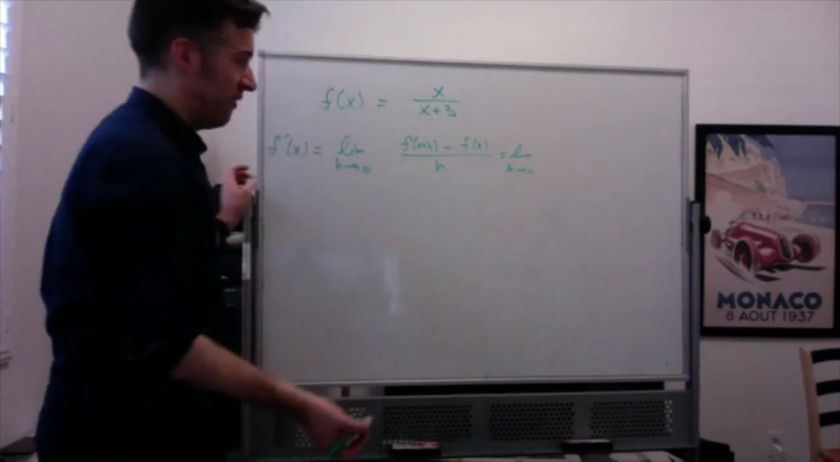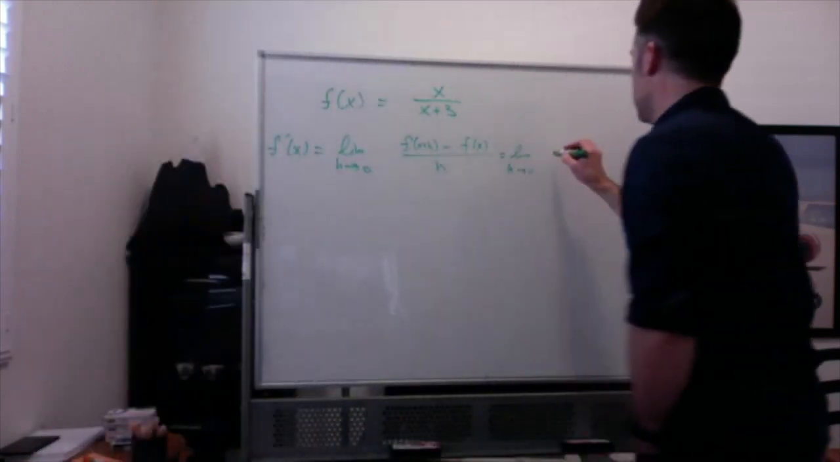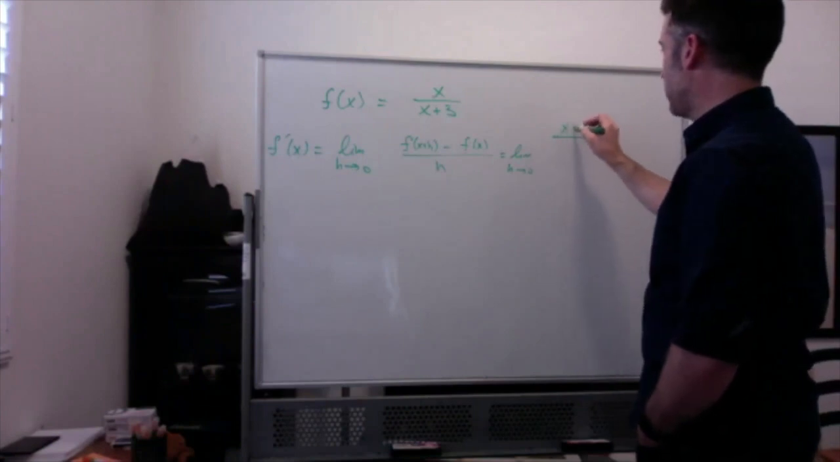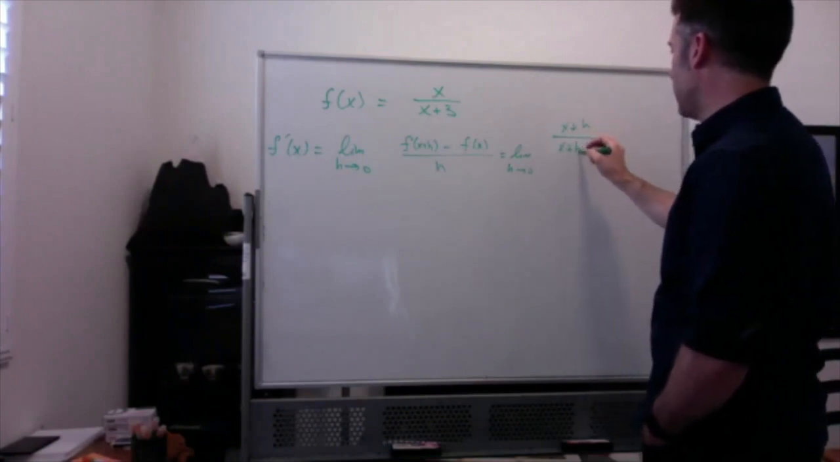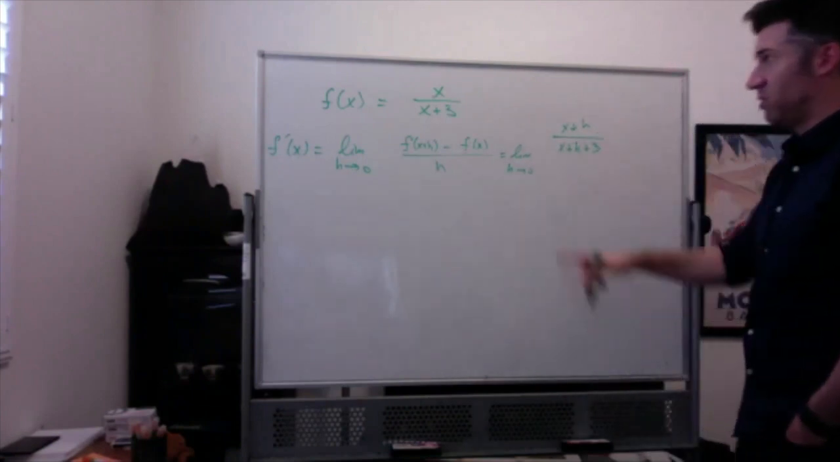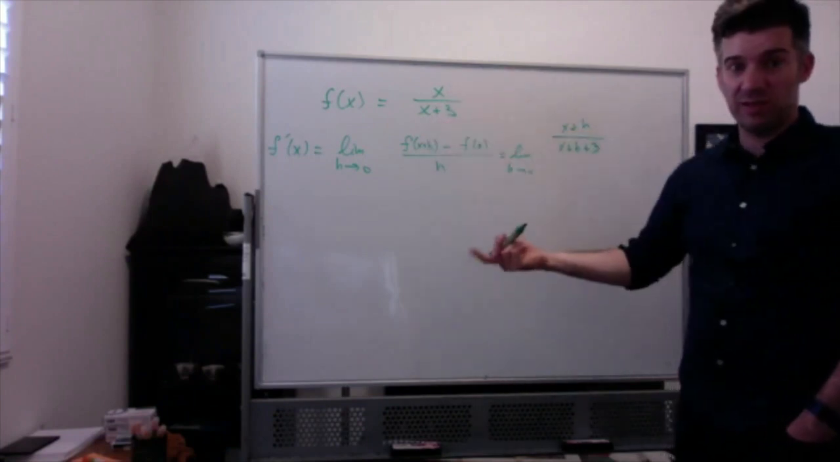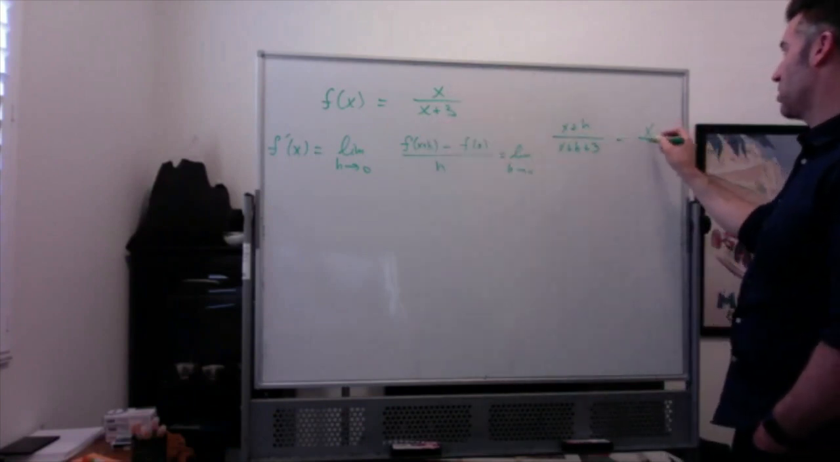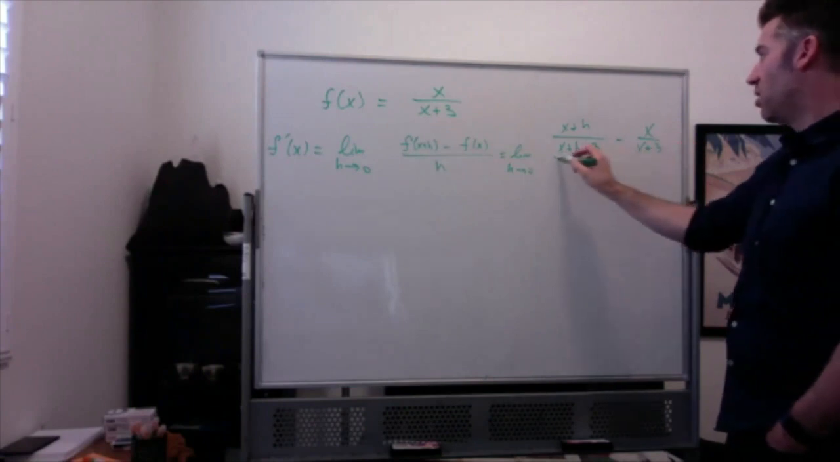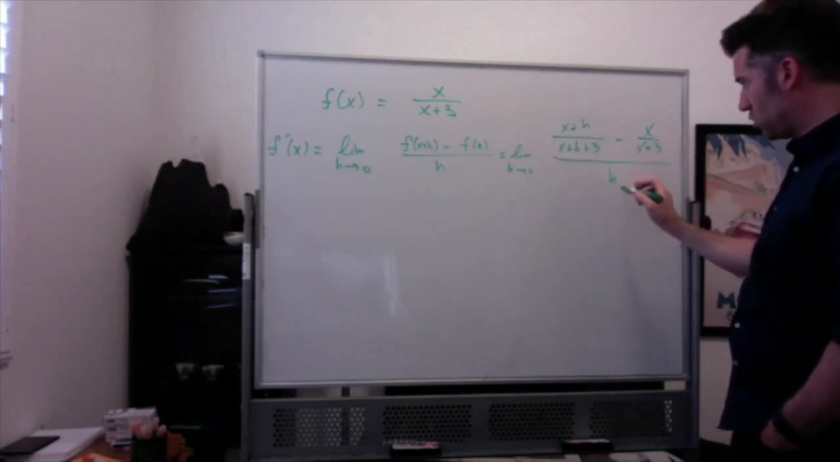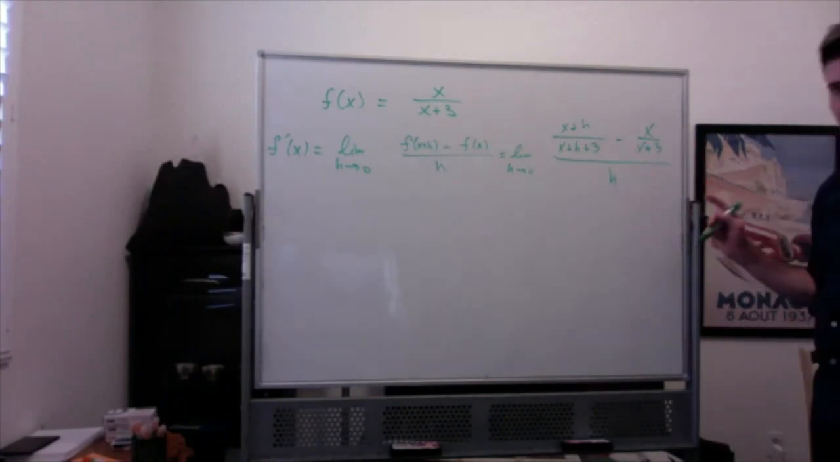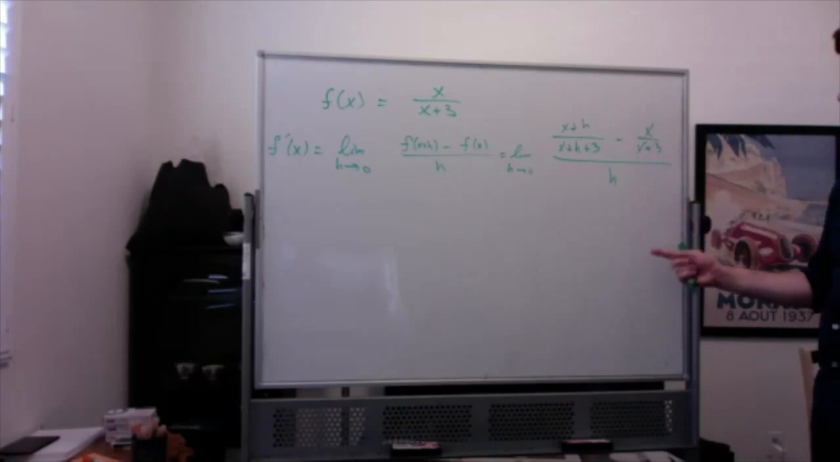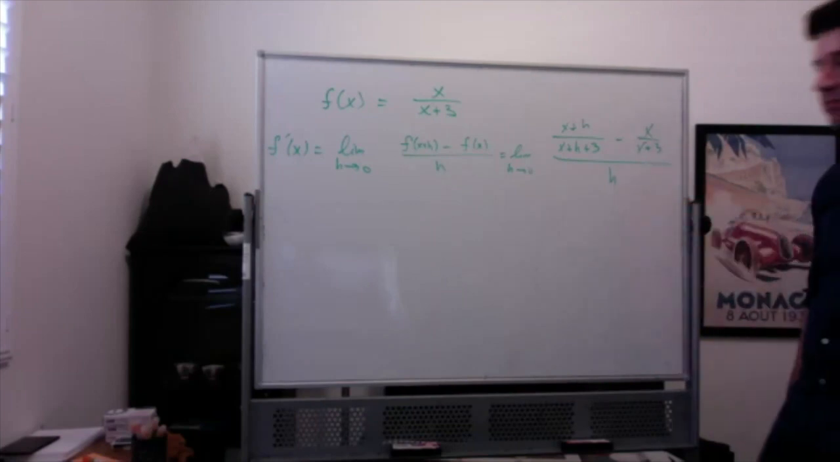Okay, f of x plus h is not going to be pretty. It's going to be x plus h over x plus h plus 3, right, just replacing each x with x plus h, minus x over x plus 3, all over h. Again, our goal, our duty is to cancel out that h.